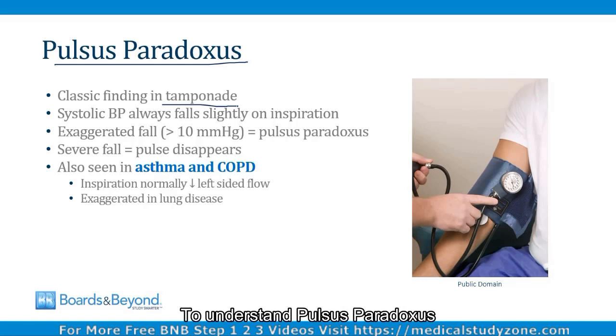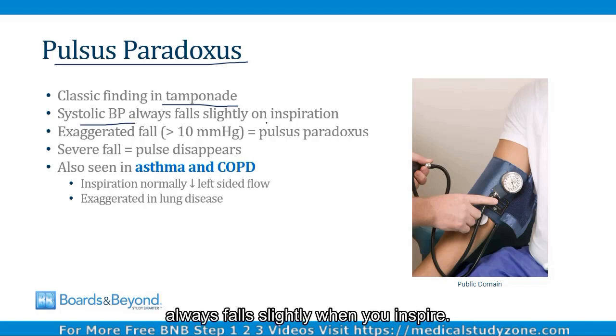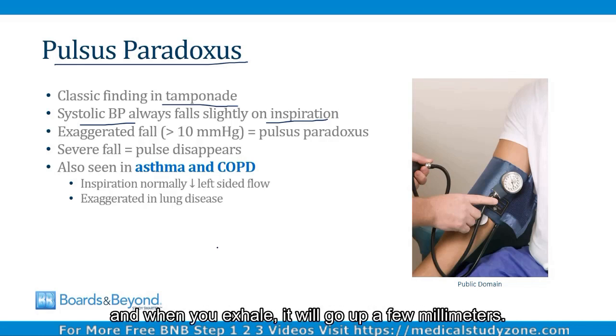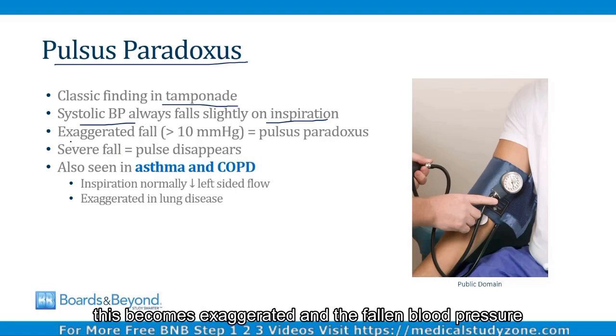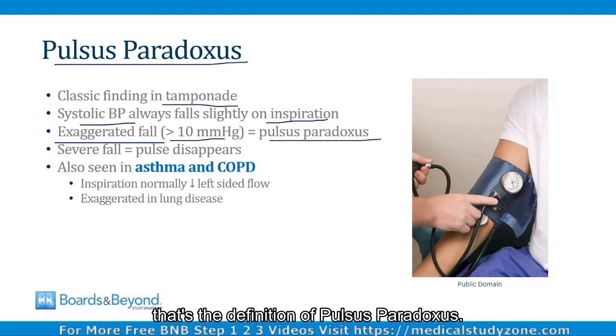To understand pulsus paradoxus, you need to understand that your systolic blood pressure always falls slightly when you inspire. So if we could measure your blood pressure while you're breathing normally, when you take in a breath of air, the systolic pressure will fall a few millimeters, and when you exhale, it will go up a few millimeters. In patients who have pericardial effusions and tamponade, this becomes exaggerated, and the fall in blood pressure with inspiration can get over 10 millimeters of mercury. That's the definition of pulsus paradoxus.